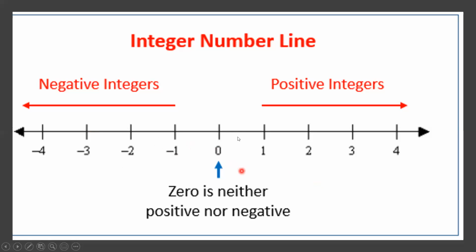And then obviously 0, when we categorize the numbers, 0 is neither a positive nor a negative number. So it doesn't fall under any of these categories.